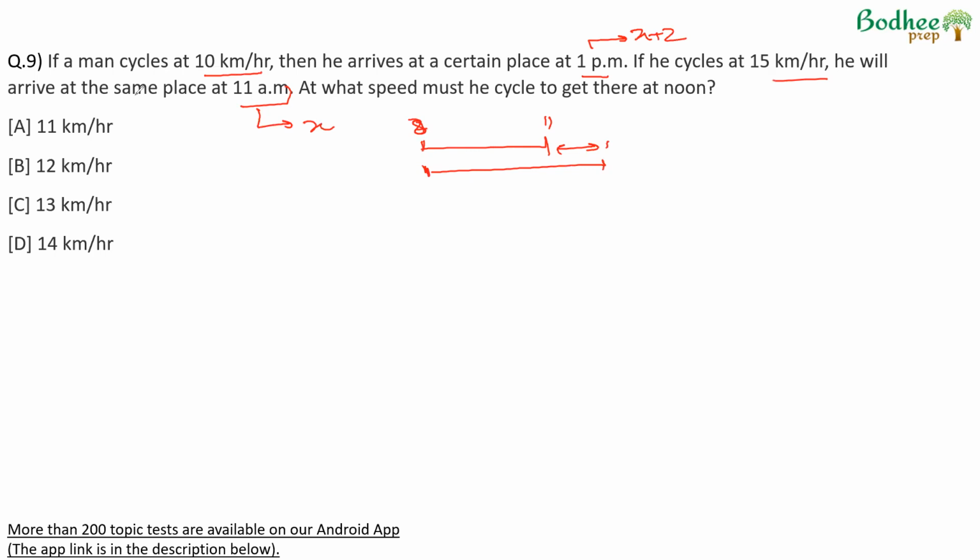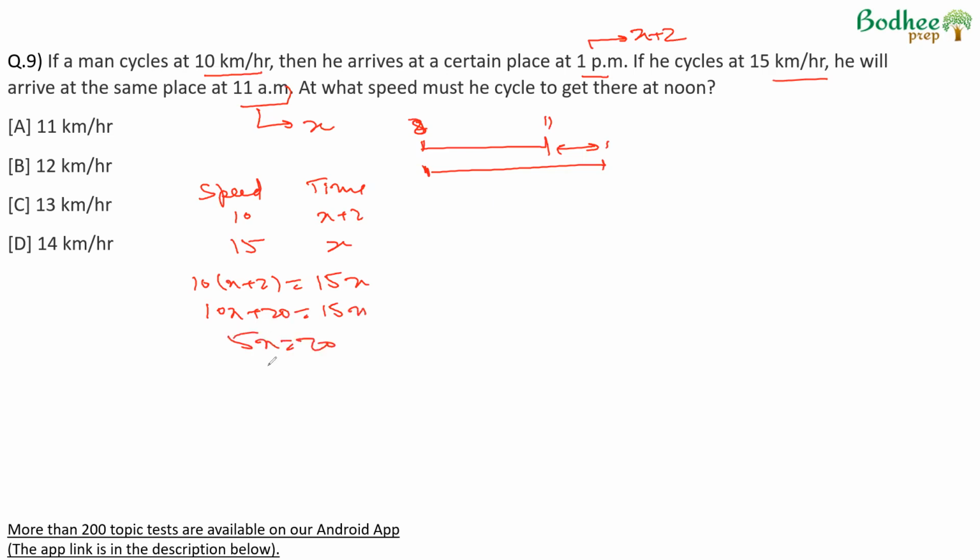So we can say that in the first case, speed is 10, time taken is x plus 2. In the second case, speed is 15, time taken is x hours. But the distance is the same in both cases, so speed into time in the first case should be equal to speed into time in the second case. 10x plus 20 is equal to 15x. 5x is equal to 20, x is equal to 4.